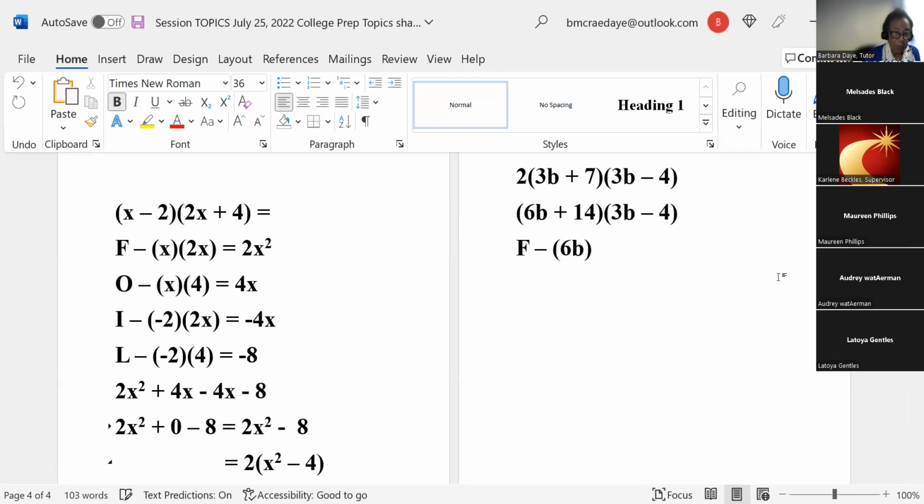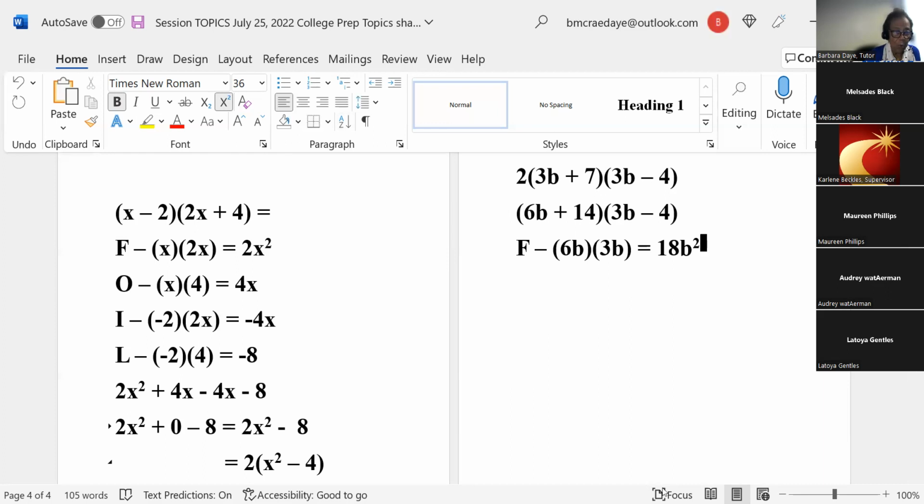6B, and what's the other one? 3B. Yep, 3B. Multiply. And what is that equal to, Mercedes? 18B. B what? Exponent rules. What do you do when you're multiplying? That's a B to the 1 and a B to the 1. What do you do to the exponents when you multiply? B to the second power. So let's put our 2 there. Okay, so that takes care of the first.